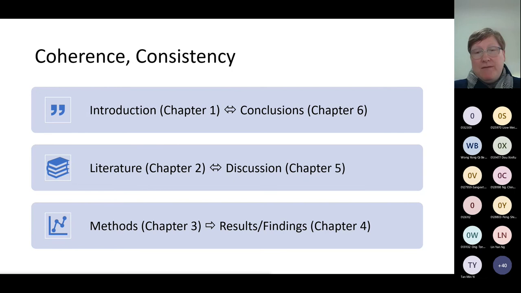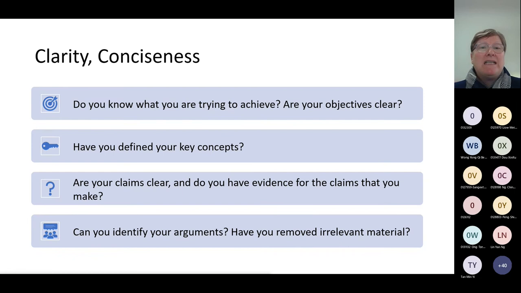So the coherence is about how it all fits together. Now, this might be in something as simple as how you define ideas, which we'll get to in a second. So these are kind of the big picture, the coherence and consistency about the topic or the dissertation as a whole. Now, the next one, clarity and conciseness, is more about the text that you use.